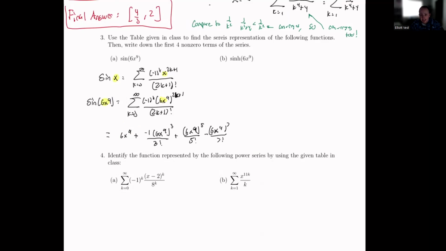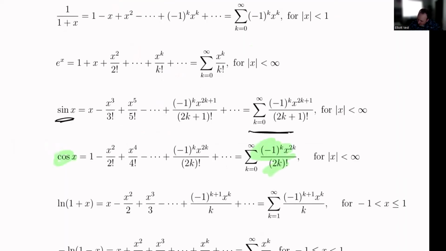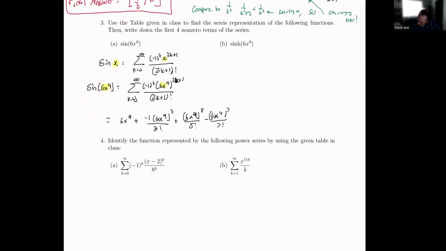And that's why I like writing it just how it is. I'm replacing x with 6x to the ninth. When I plug in k equals 0, I get 1 factorial. When I plug in k equals 1, this is 2 times 1 plus 1, so 3 factorial. That's exactly what this is: negative this to the 3 power over 3 factorial. And notice, that looks just like this. Imagine if I replace x with 6x to the ninth here. I have 6x to the ninth minus 6x to the ninth cubed plus 6x to the ninth to the fifth. Yes, right?